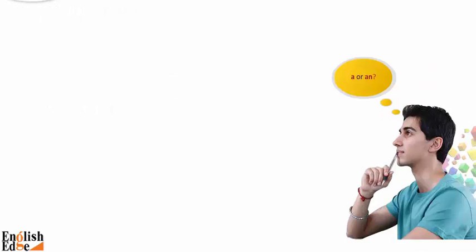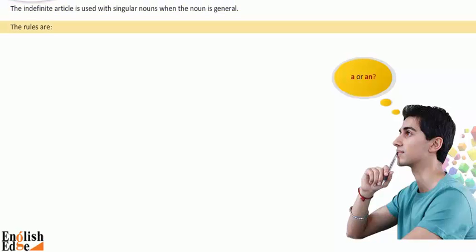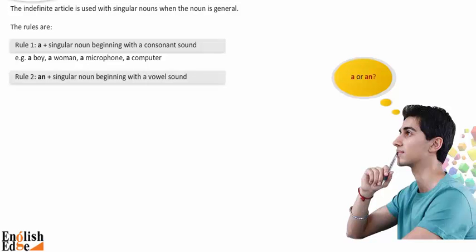Now let's take a close look at indefinite articles. The indefinite article is used with singular nouns when the noun is general. The rules are: use a before a singular noun beginning with a consonant sound, as in a boy, a woman, a microphone, a computer. Use an before a singular noun beginning with a vowel sound, as in an elephant, an egg, an electric fence.